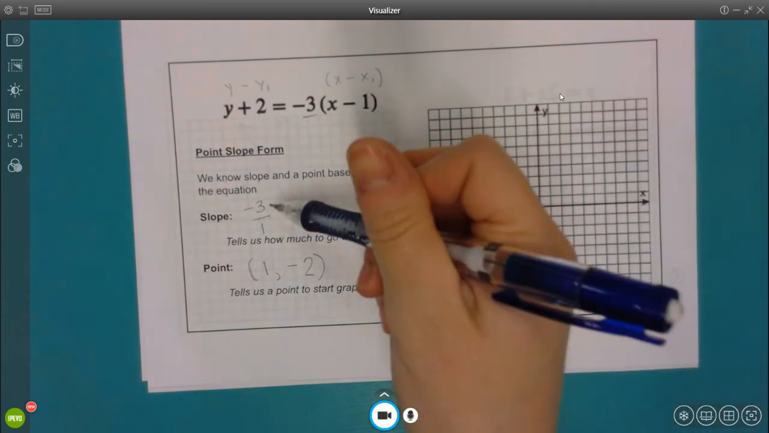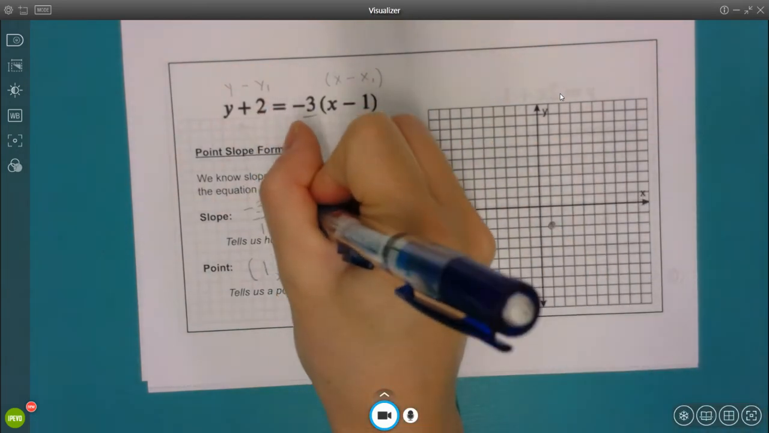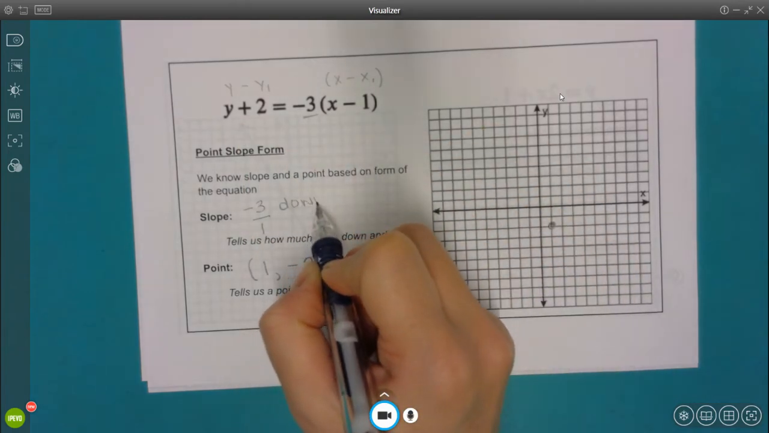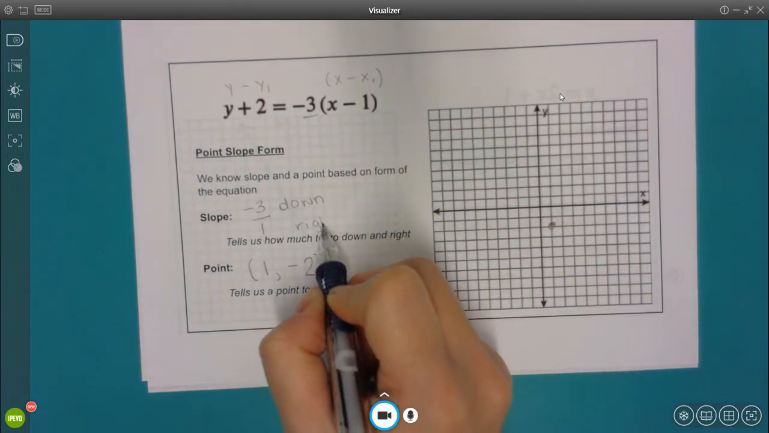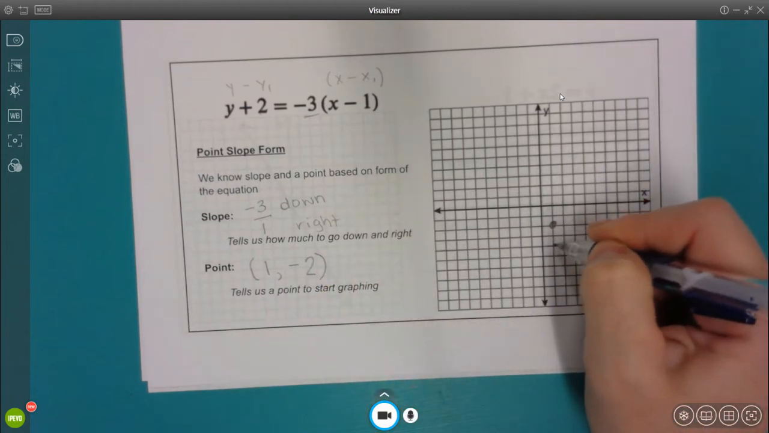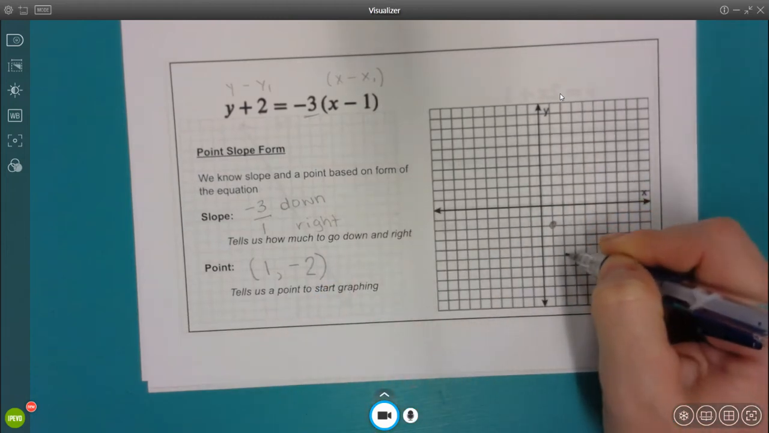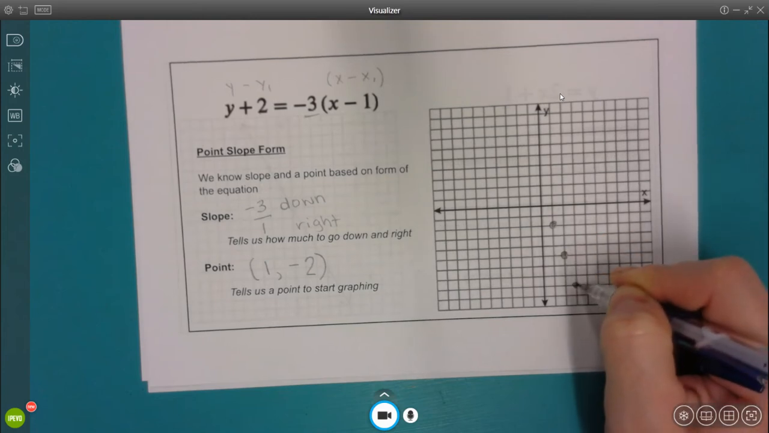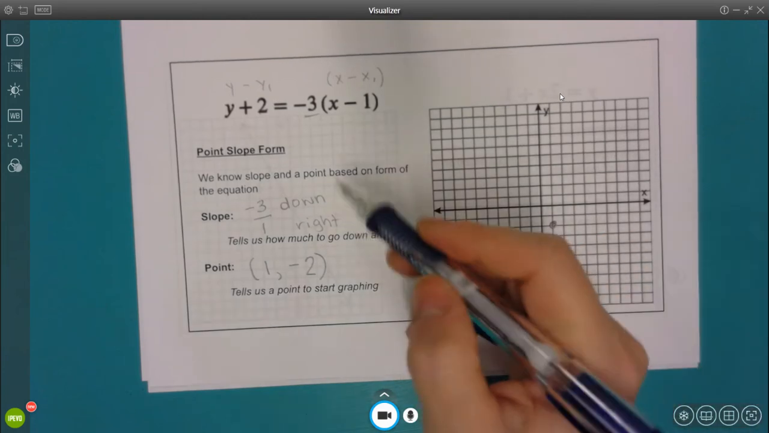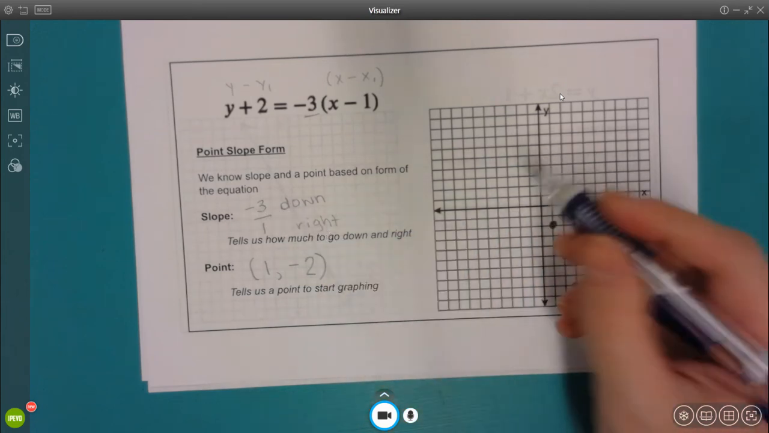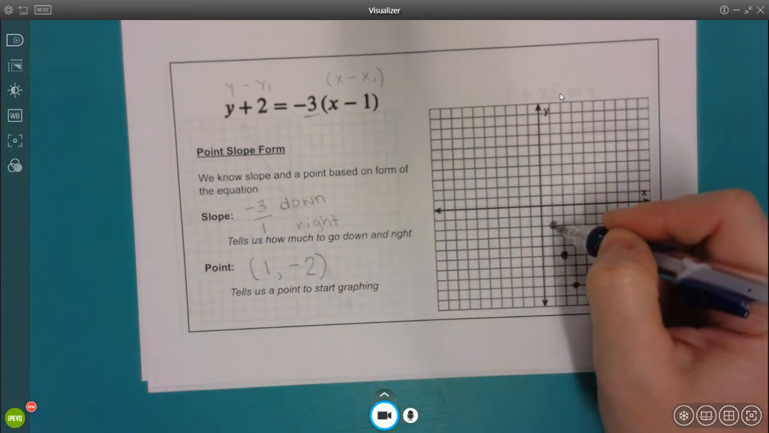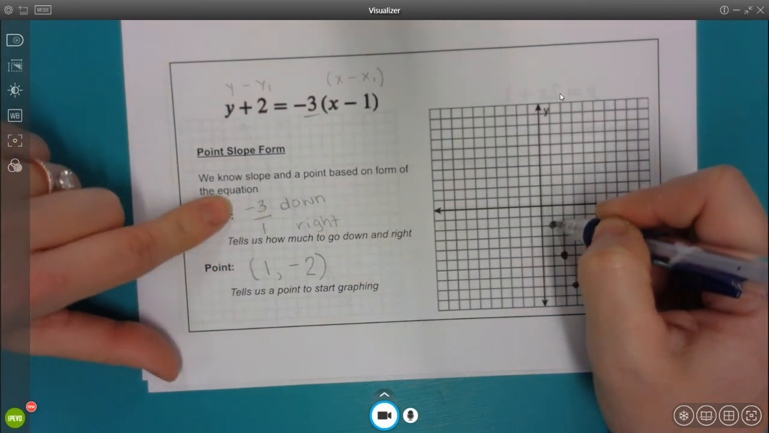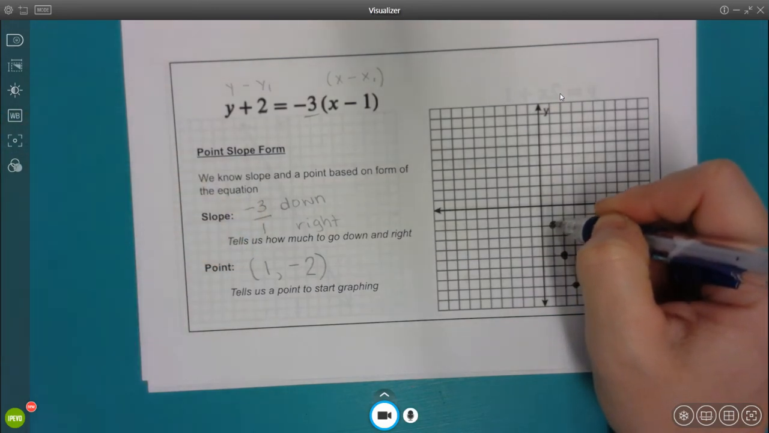And I'm going to now use my slope. So this tells me, in this case, since it's negative, I'm going to go down and to the right. So 1, 2, 3 down over 1. 1, 2, 3 over 1. And again, I went down first because this is a negative slope. Now, if I want to look at the opposite side of this starting point, I'm going to do the opposite of what I wrote here. So I'm going to go up 3 and left 1.